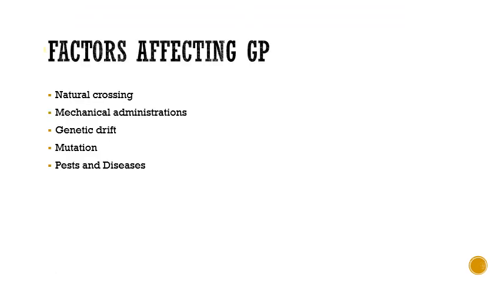What are the factors affecting genetic purity? The first one is natural crossing, the second is mechanical admixtures, the third is genetic drift, the fourth is mutation, and the fifth is pests and diseases. These five factors are the most affecting ones for genetic purity.